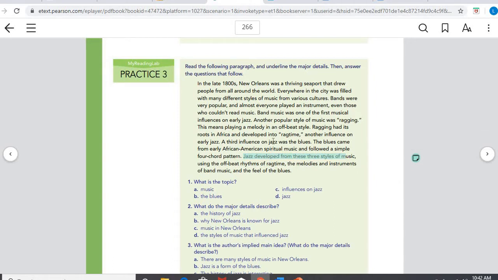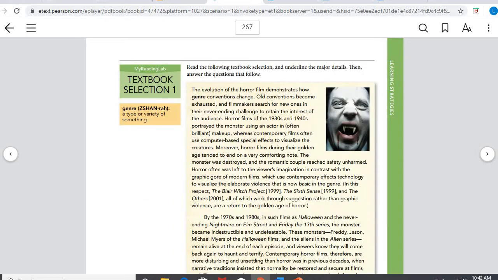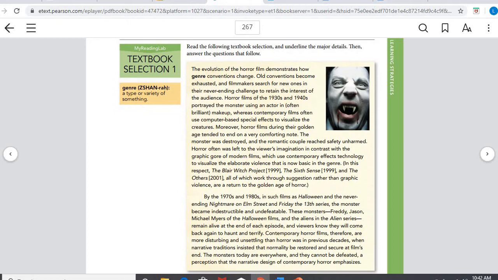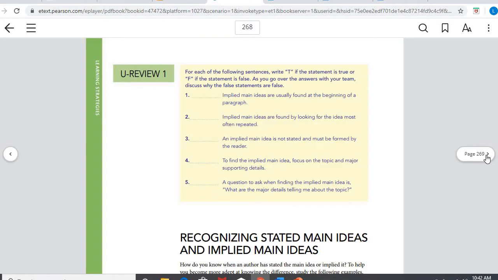And you could also go back and say, okay, it was ragtime, it was blues, so it does talk about that. So those are examples of some implied main ideas in context. Now, I'm not going to go over this one with you, but again, if there's ever a reading that you want to do on your own and answer the questions and you want to see how you did, always feel free to send those to me and I can give you some feedback. But for now, I'm going to keep going.